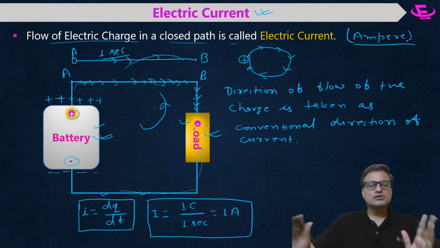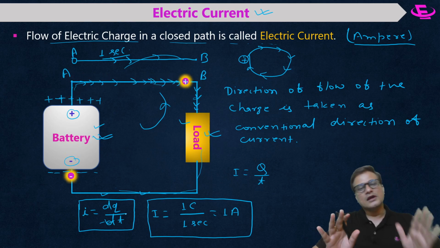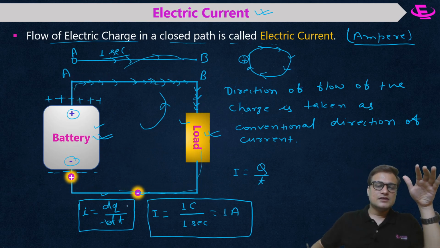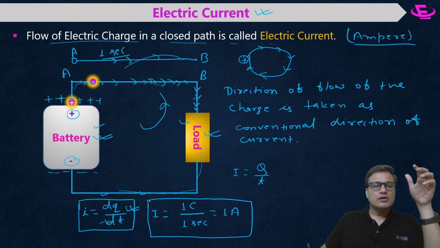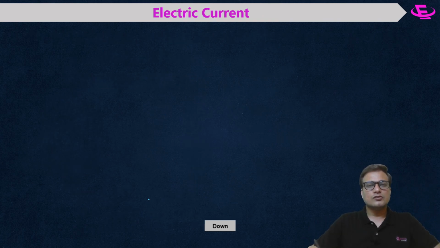So sometimes you will see that I is written as Q by t, or sometimes you will see that I is written as dQ by dt. Both are the same. Generally you will find this formula only, that I equals dQ by dt. So now I hope it is clear to you.